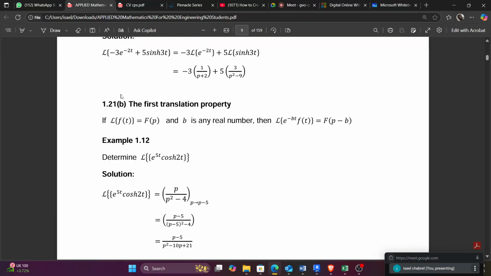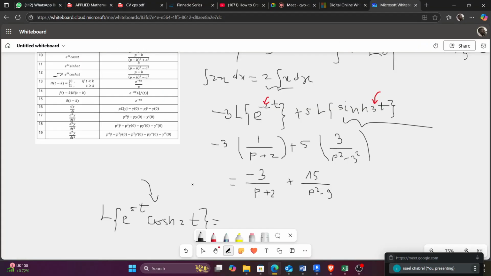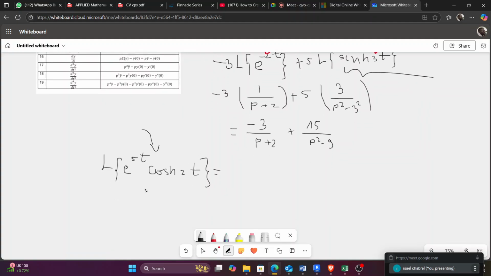But if I ask you to use the first translation property, when do you use the first translation property? It is only when you have an exponential function going next to another function. I don't know if my English is making sense. Okay. If you have an exponential next to another function, you can solve it using the first translation property.